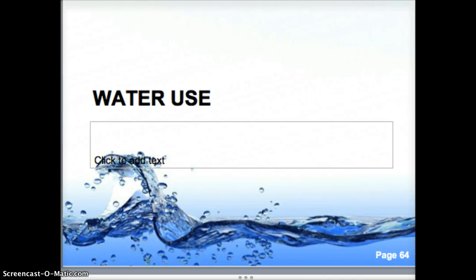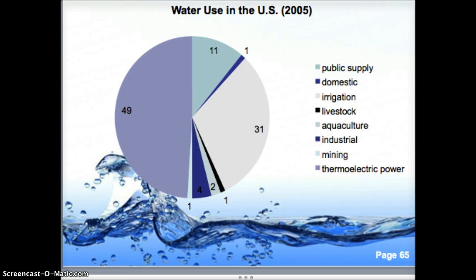In this section, we're going to look at how water is used across the U.S. and globally as well. This pie chart shows the water use in the United States. This is from the same data that you looked at in class on national water use.